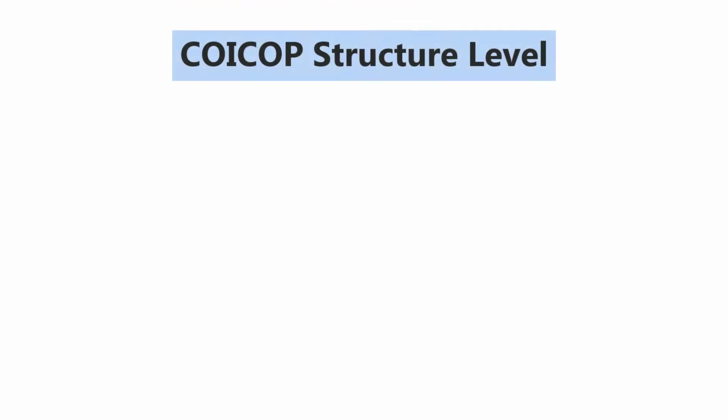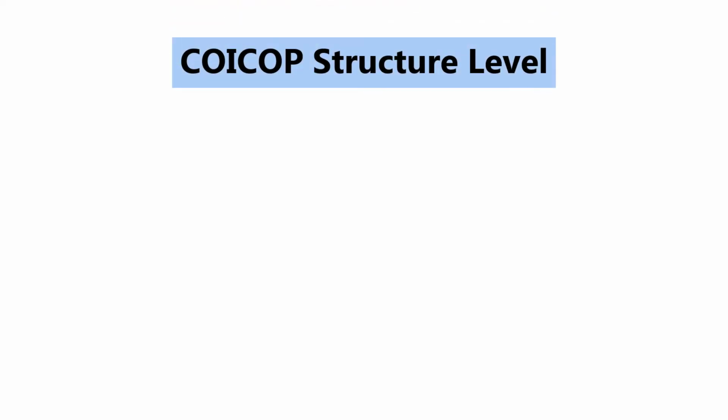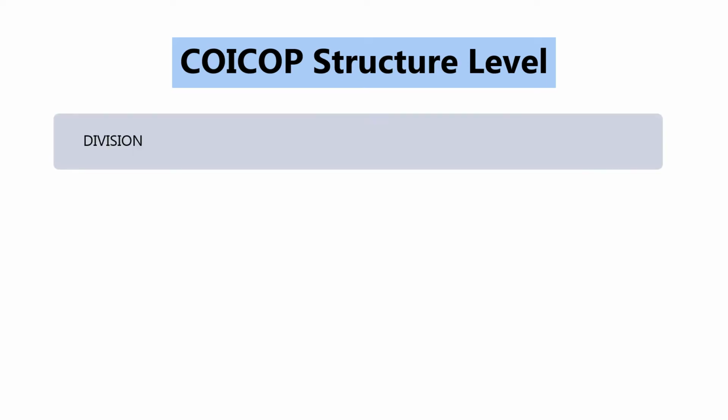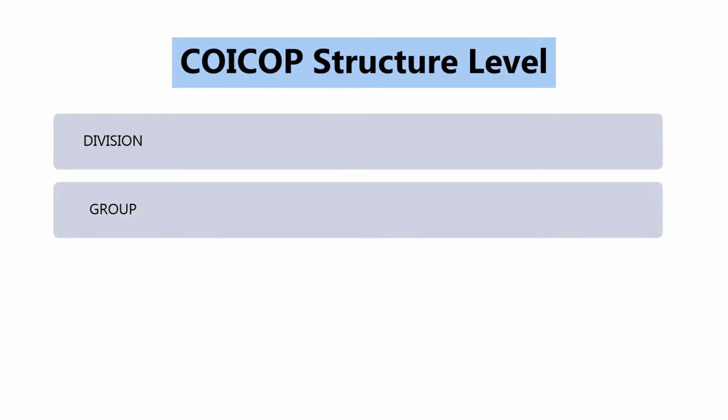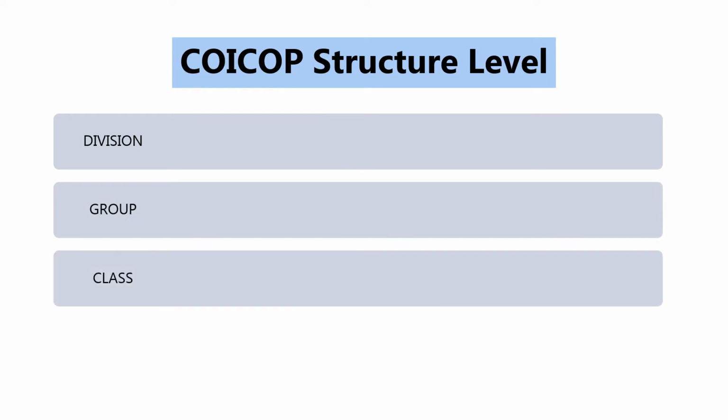COICOP is divided into 4 structural levels, starting from the highest, division, followed by group, class, until item. Each level has codes to represent the classification: division with 2-digit numbers, group with 3-digit numbers, class with 4-digit numbers, and item with 7-digit numbers.